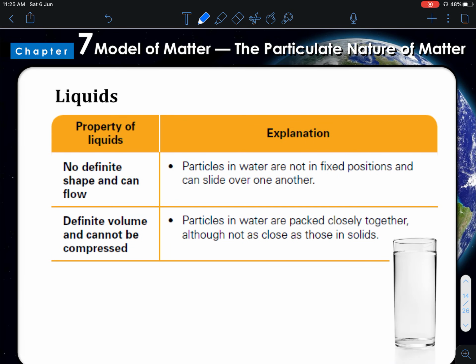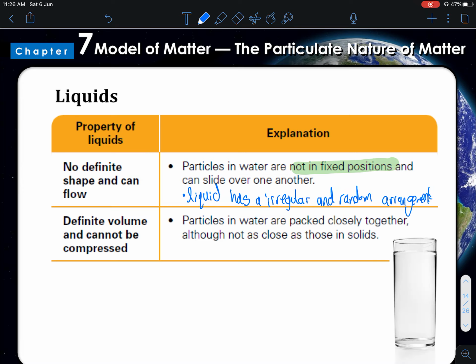Next, for liquid, no definite shape and can flow is because the particles in water are not in a fixed position. And just saying that it's not fixed is not enough. You have to say what its actual position is. The liquid has an irregular and random arrangement and can slide over each other in terms of the movement.